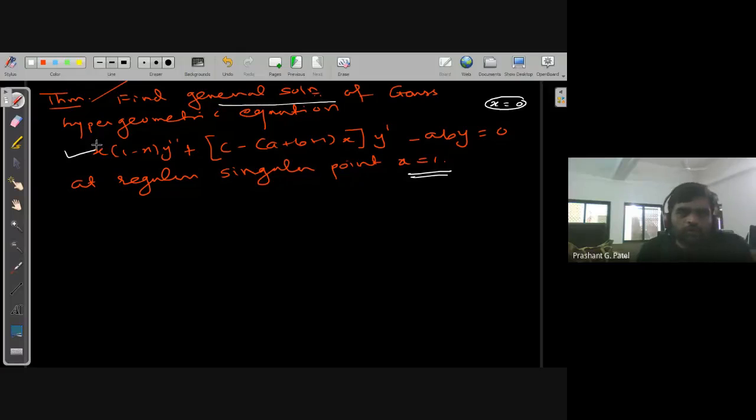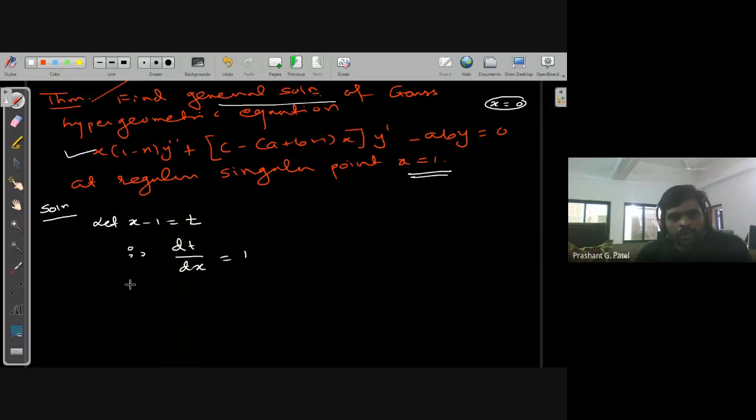Now, to get the solution for this one, let us consider x minus 1 is equal to t. Okay, so therefore we have dt by dx will be 1. Now, what we are doing is we are converting our whole equation. See, why are we taking x minus 1 equal to 0? Because x minus 1 is the regular singular point.